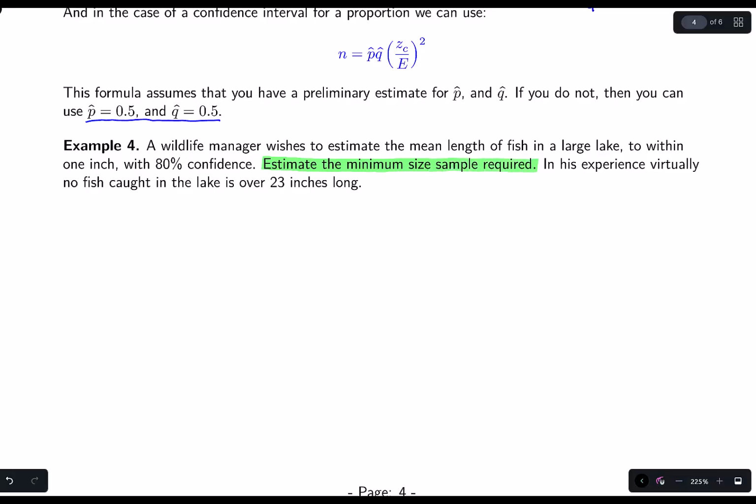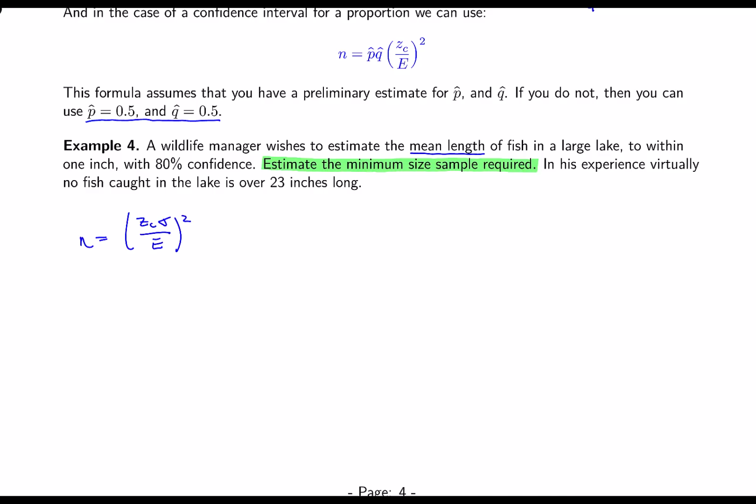All right, we're talking about the mean length of fish, so it's the minimum sample size for the mean. So the minimum sample size for the mean would be n equals z sub c sigma over e quantity squared. So we essentially need to figure out these 3 values and plug them into the formula, and then we'll be done. All right, so z sub c, that should be easy. This is the same critical value that we would use for developing the level of confidence, or taking the level of confidence and getting the critical value.